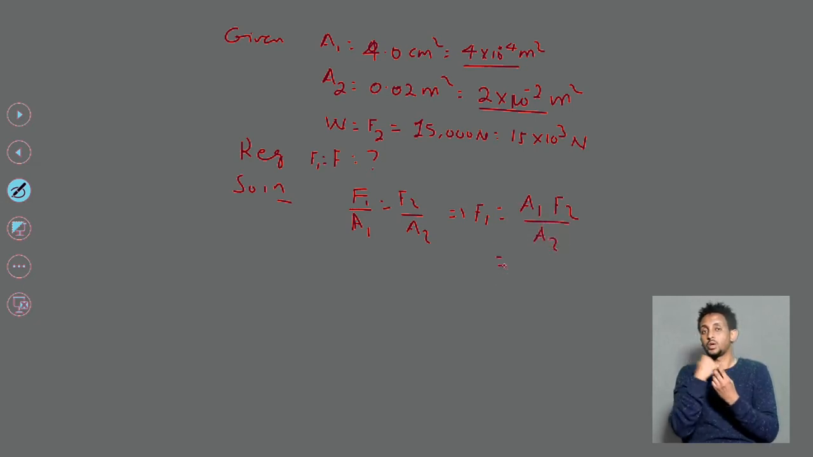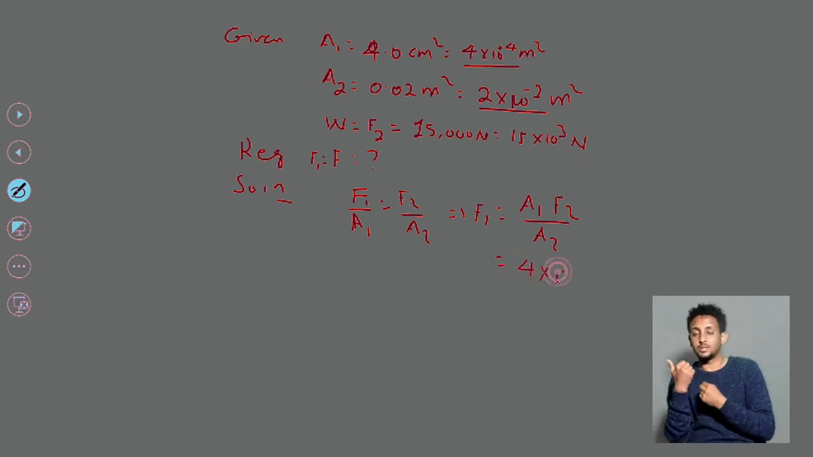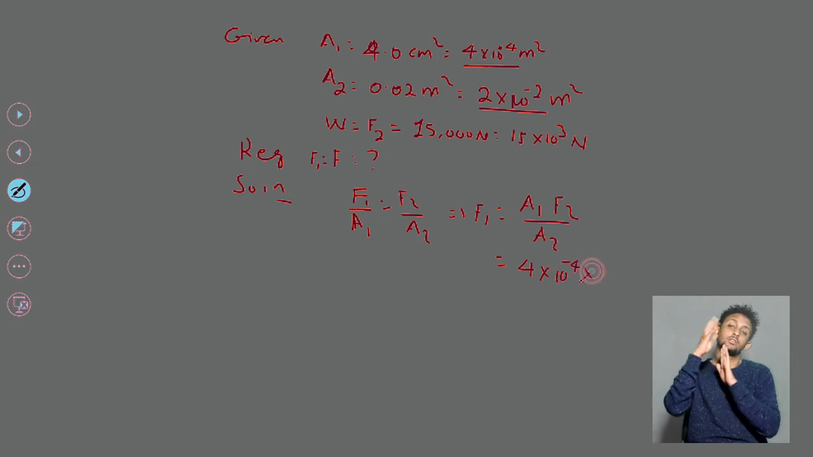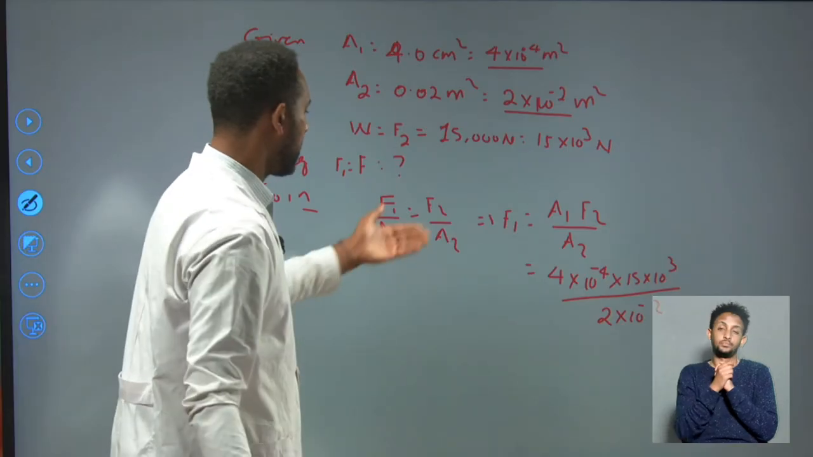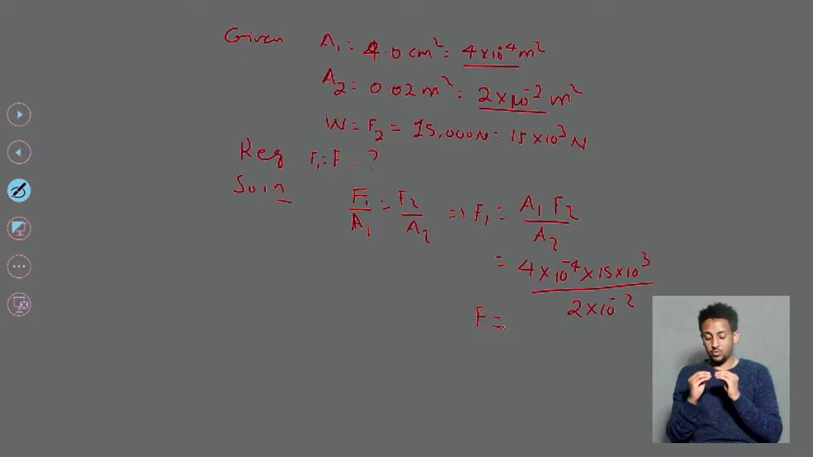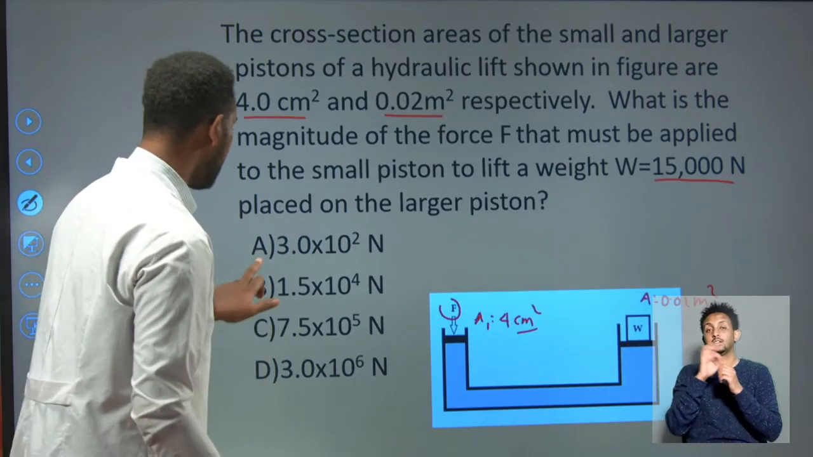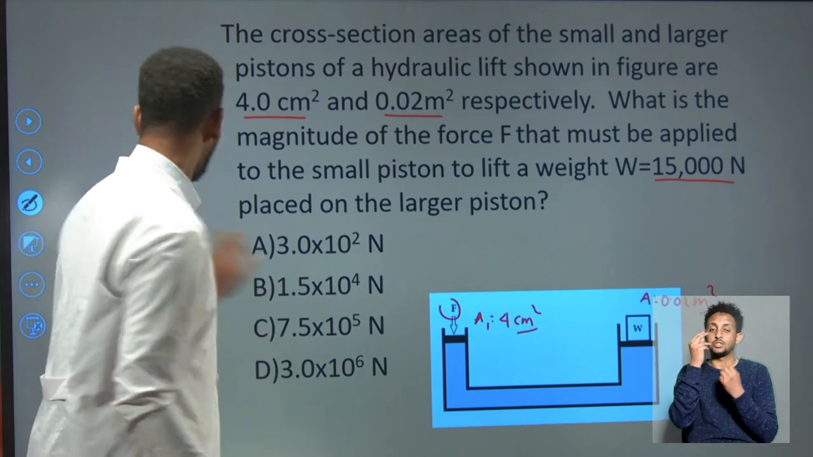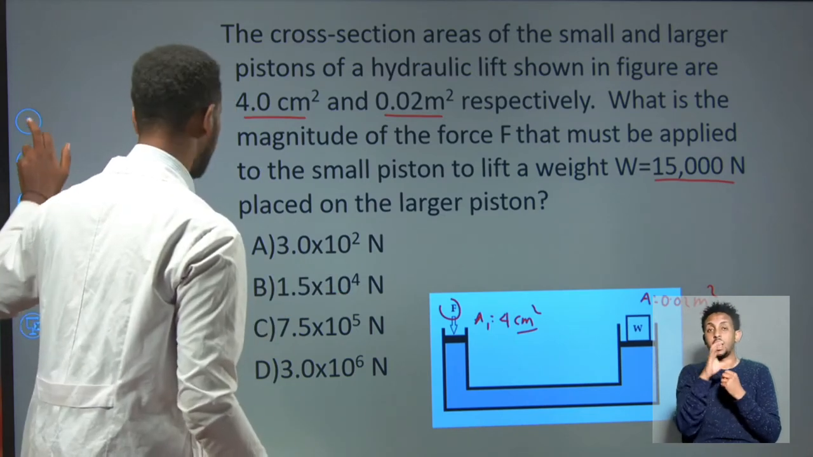So we can substitute all those quantities. Area 1 is 4 times 10 to the power of minus 4. And the force is 15 times 10 to the power of 3 over the cross-sectional area, which is 2 times 10 to the power of minus 2. So when you rearrange and calculate this, you can find the force to be 300 Newton.